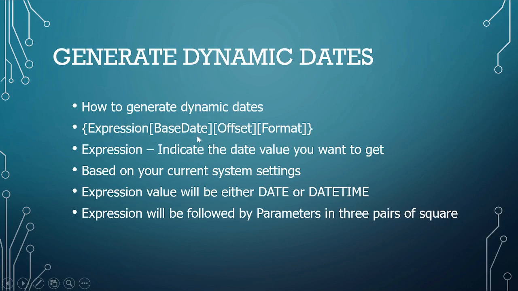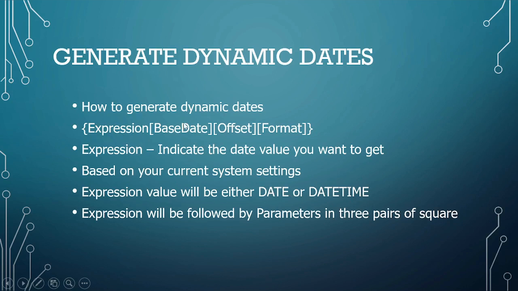But it's not that if you are not using that particular square bracket data, you eliminate the square bracket as well. We always have to use the square bracket even if it's empty. You do not have to remove it, otherwise your whole syntax will not work. Okay, so this expression indicates the date value you want to get, and how the command will work. It will be in 2 ways: one will be date and the other will be date time. Correct? So we can select any of them.